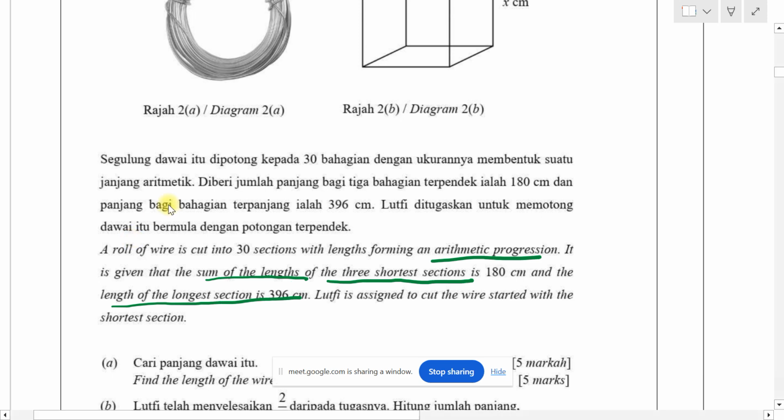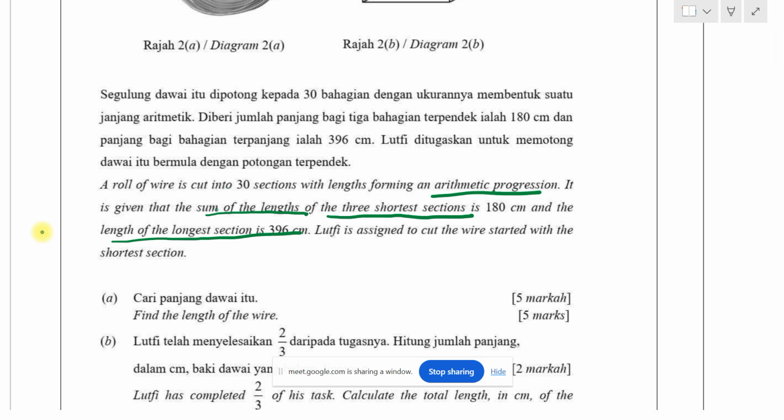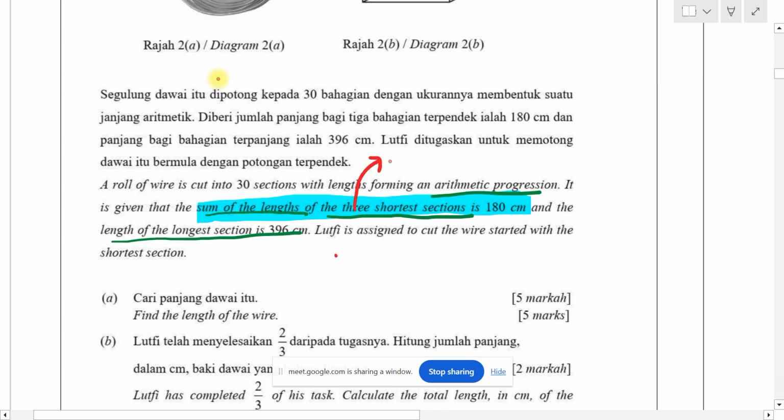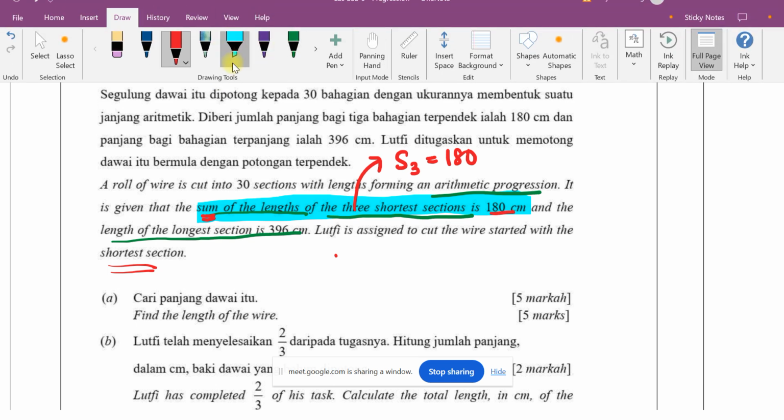Okay, I'm going to ask you now about this part. What is this saying? Sum of the length of three shortest sections is 180 centimeter. First 3, I know. Give me in a maths expression. S3 equals 180. Correct, because they give you the sum and they start with the shortest, so S3. It is given as 180. Good, next one.